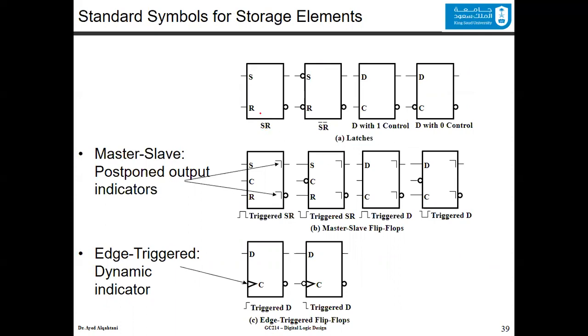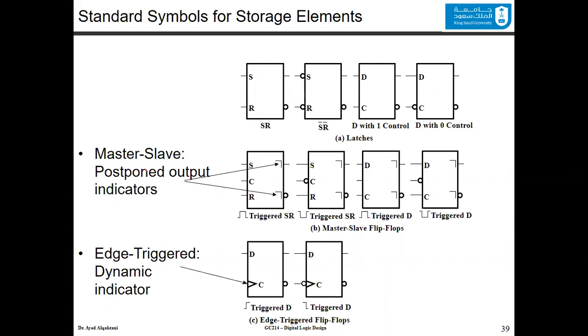We studied the SR latch. We studied the S-R latch. We studied their version when we connect the S and R together. So we will have D with the clock, which doesn't have a bubble. And here we have a D that has the bubble. If you see now the C, you could call it a clock or control. I prefer to call it clock.